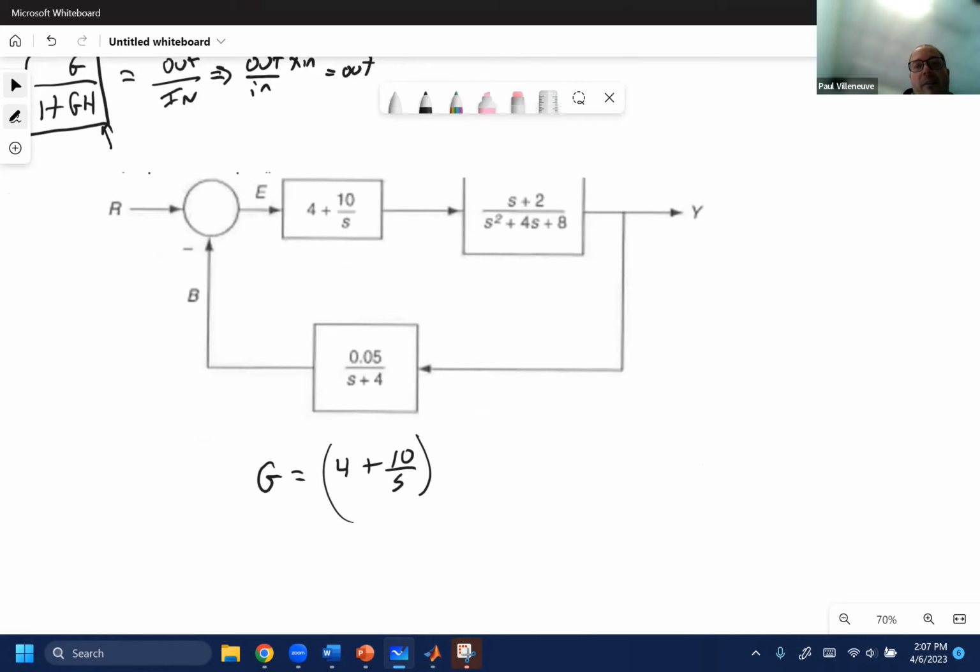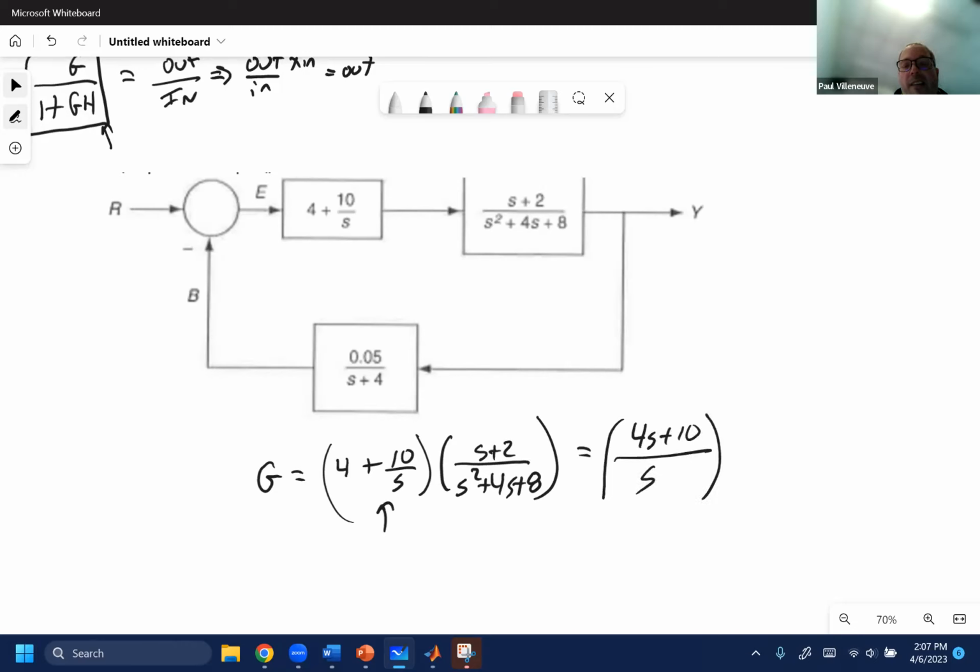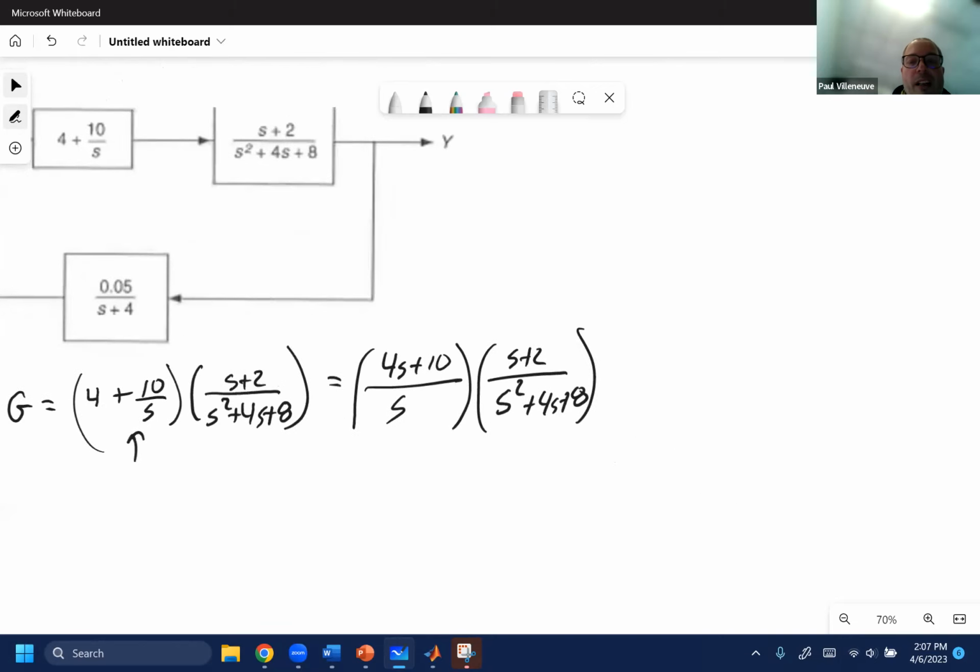If you remember from our block diagram section where we did block diagram math, elements in cascade with each other, multiply. So S plus 2 all over S squared plus 4S plus 8. Now, this is not the cleanest thing. So what we'd like to do is put that under a common denominator. So we have 4S plus 10 all over S times S plus 2 over S squared plus 4S plus 8. And then we can combine those into one block.